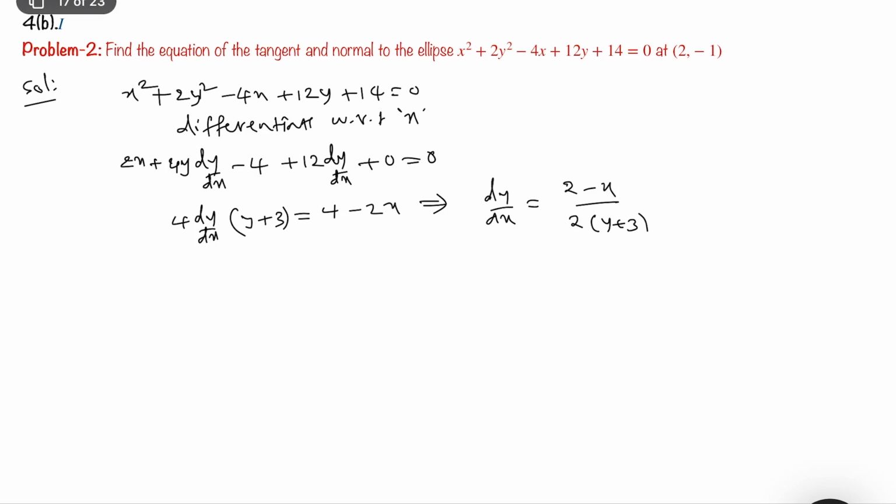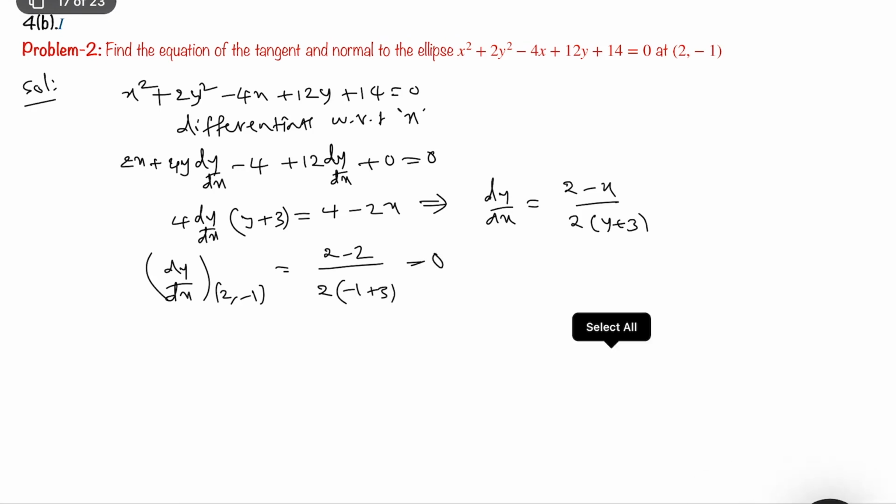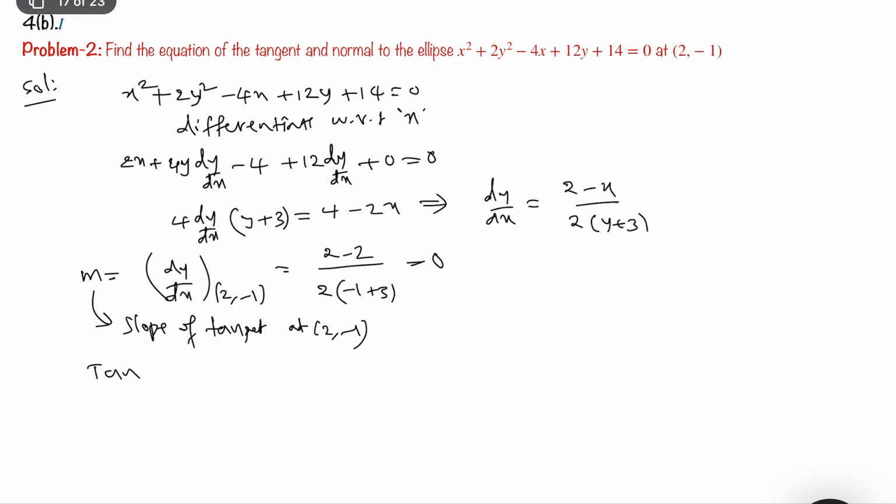Okay, so dy by dx at the point (2, -1) is going to be (2 - 2) by (2 times -1 + 3), which is 0. So the slope m, which is the slope of the tangent at (2, -1), is 0. So the tangent will be a horizontal line passing through (2, -1). So the tangent will be what?